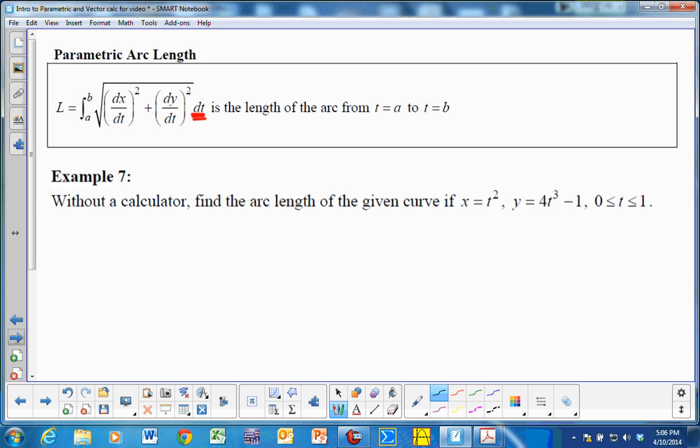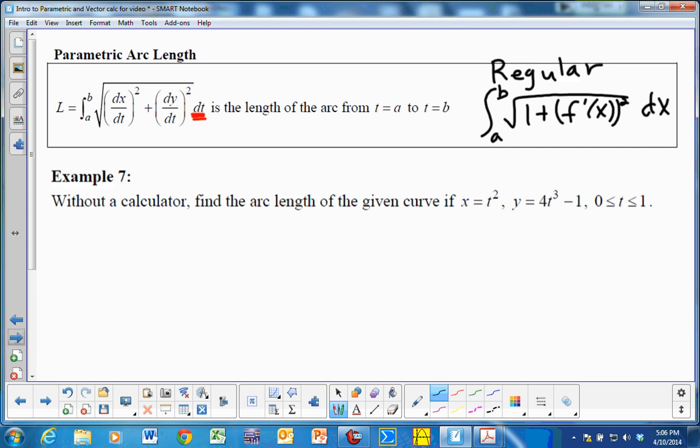Now, regular arc length, you also need to know this formula. So if I'm in regular equations, not in parametric, I'm going to go from A to B, which are going to be x values, and I'm going to do the square root of 1 plus f prime of x squared dx. And that's how we would do a regular equation. So you would find the derivative, and you would square it, and you'd put 1 plus that, square root it, integrate from A to B. So that's the difference in the equations.